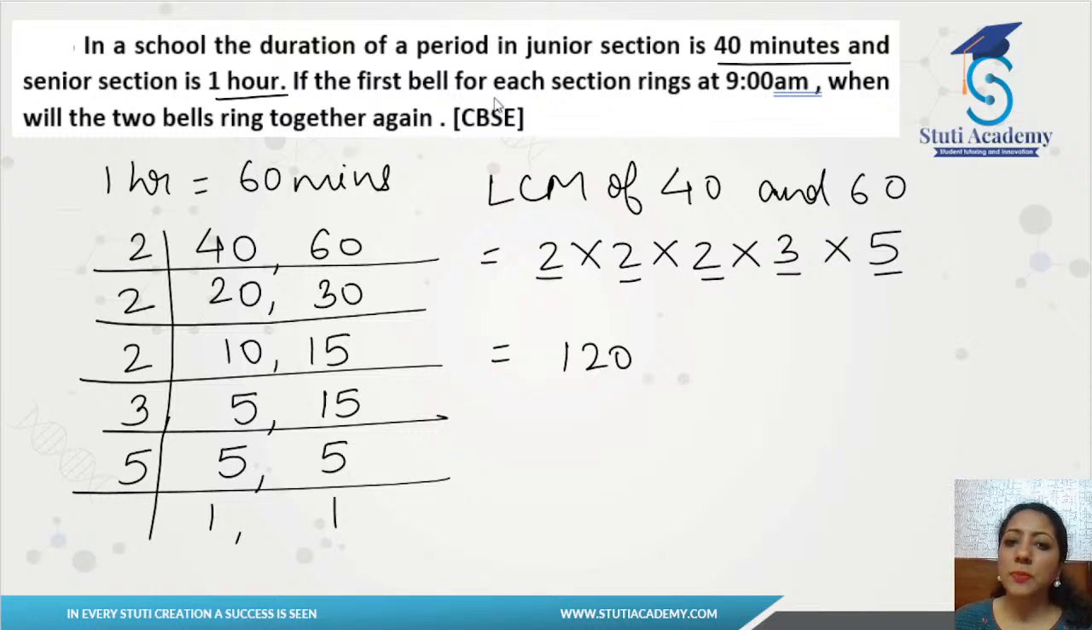So if the first bell for each section rings at 9 a.m., then the next time when they're going to ring again, it would be 11 a.m. After 120 minutes means after 2 hours. So at 11 a.m., the bells will again ring together.